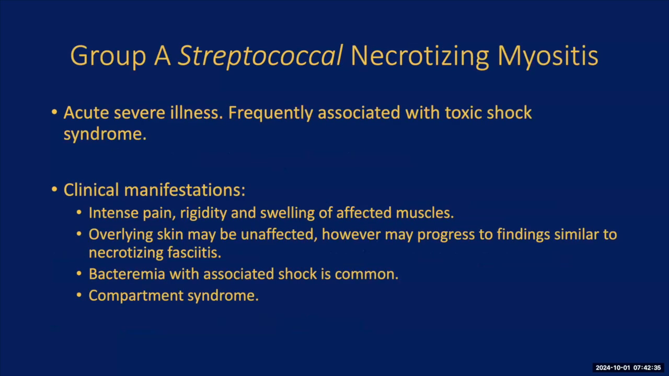So we'll talk about a couple of these implicated organisms. We're going into even deeper infection now. So moving on from necrotizing fasciitis to myositis, essentially. We'll start with group A streptococcal necrotizing myositis. And like necrotizing fasciitis, it is an acute and severe illness. And these people typically present with septic shock.